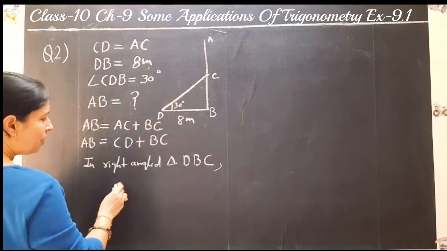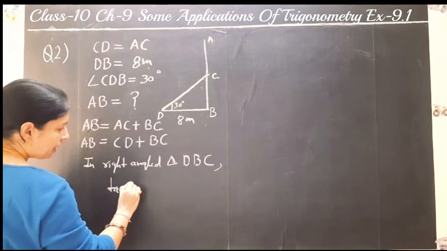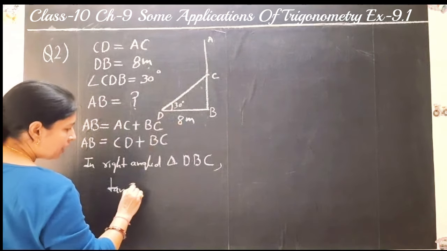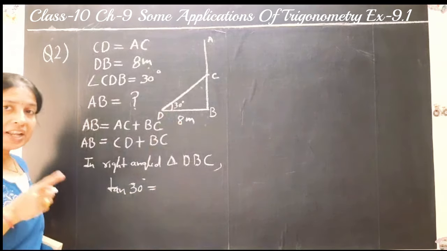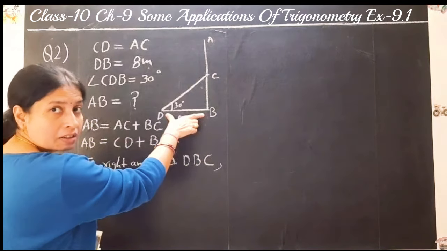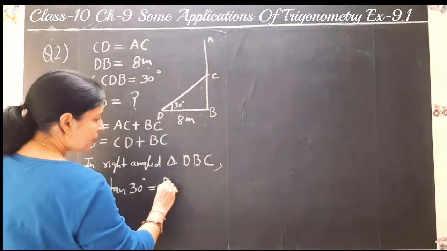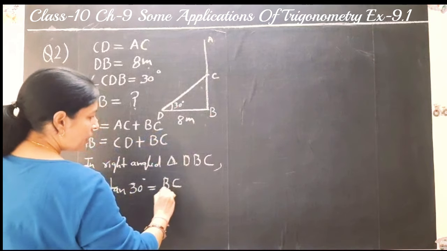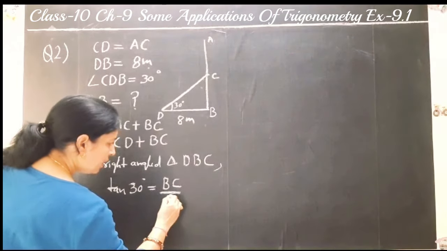For this angle, what will be tan theta? Here theta is 30 degree. So write tan 30 degree. Tan theta is equal to perpendicular distance divided by base. Here perpendicular distance is BC. So write here BC. And what is base? Base is 8 meter.